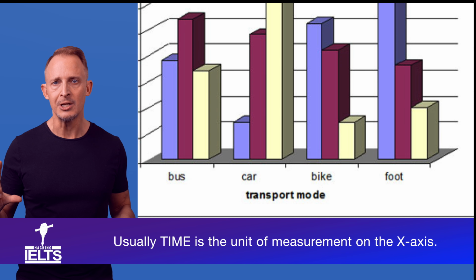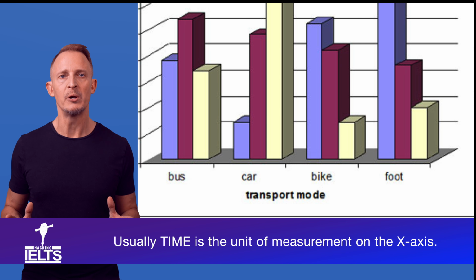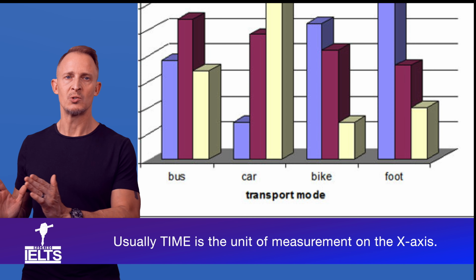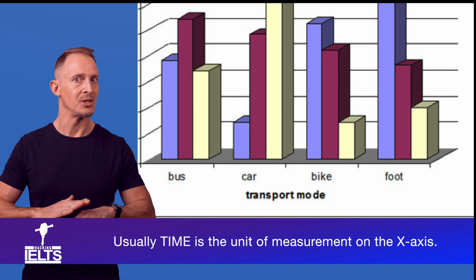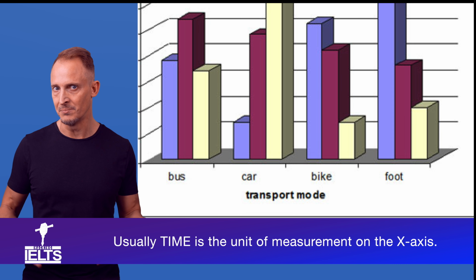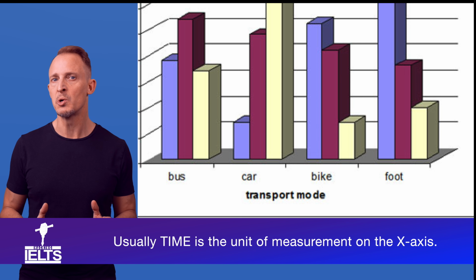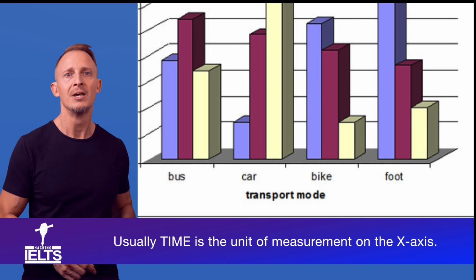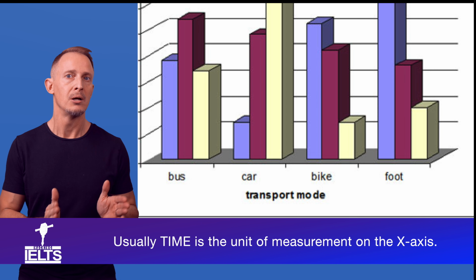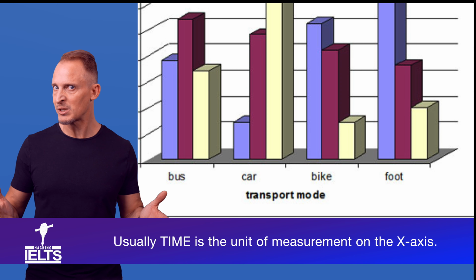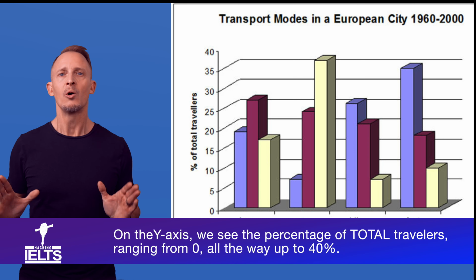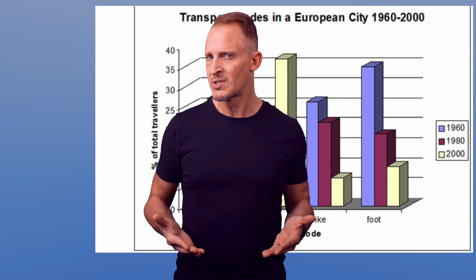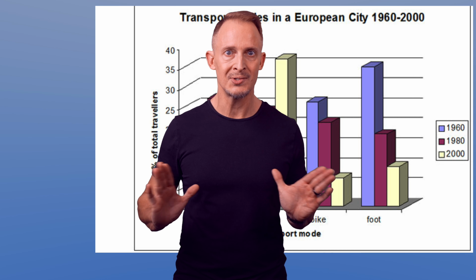Now, this is a little bit unique in terms of bar graphs, because quite often we'll see time represented in units such as weeks, months, or years appearing on our x-axis. But this is not the case for this particular example. Instead, this bar graph uses various modes of transportation along its x-axis, such as by bus, car, bike, and even by foot. Are you with me so far? Okay, let's keep going. On the y-axis, we see the percentage of total travelers ranging from 0 all the way up to 40%. For this example, the student wrote the following, which is incorrect.